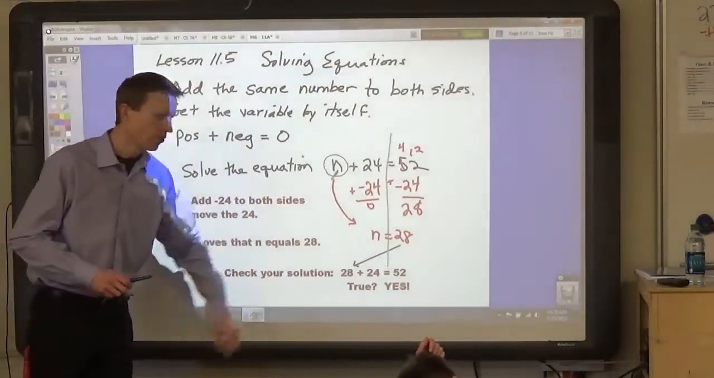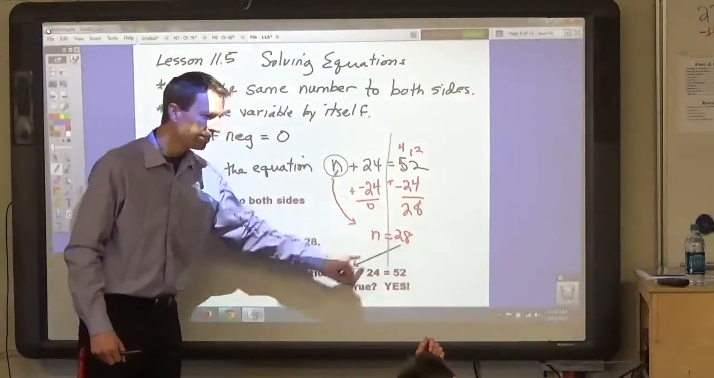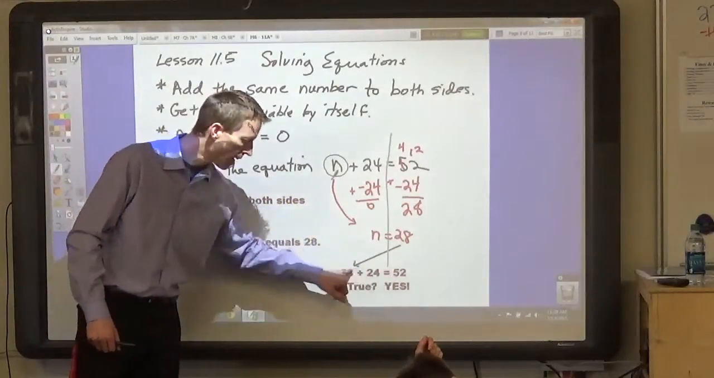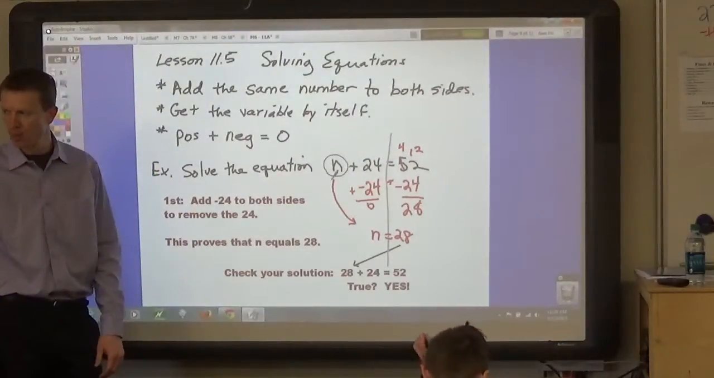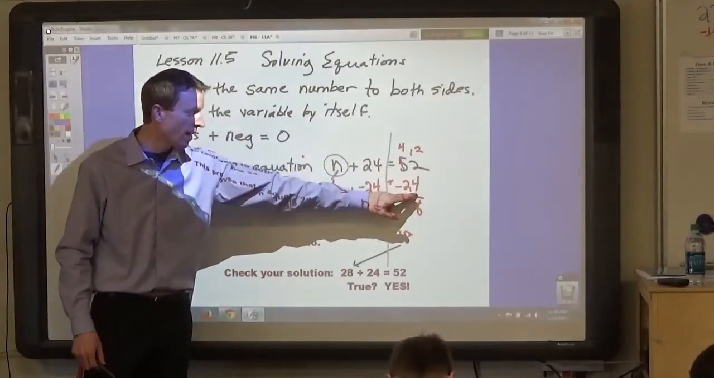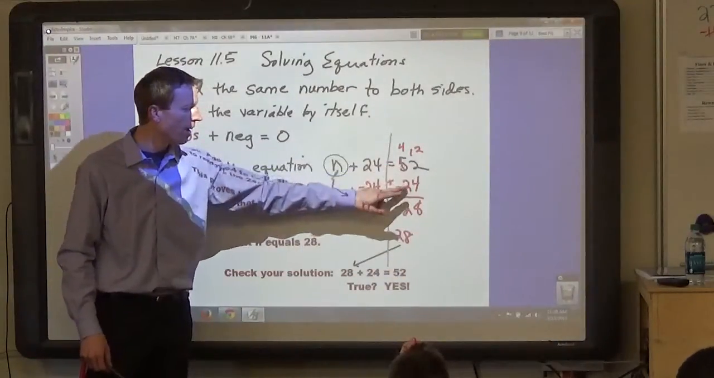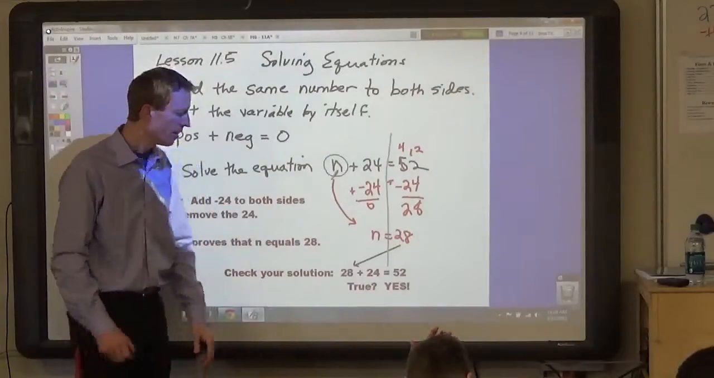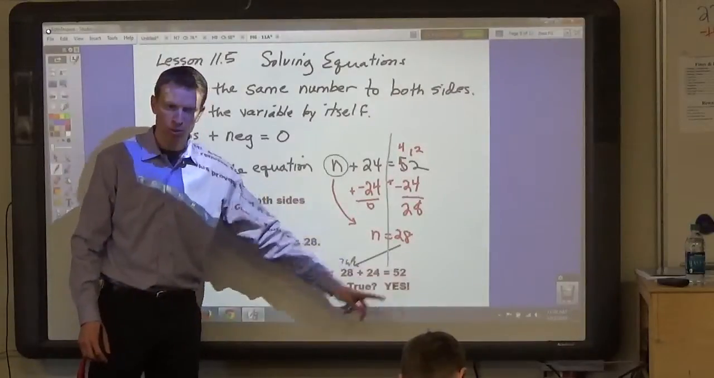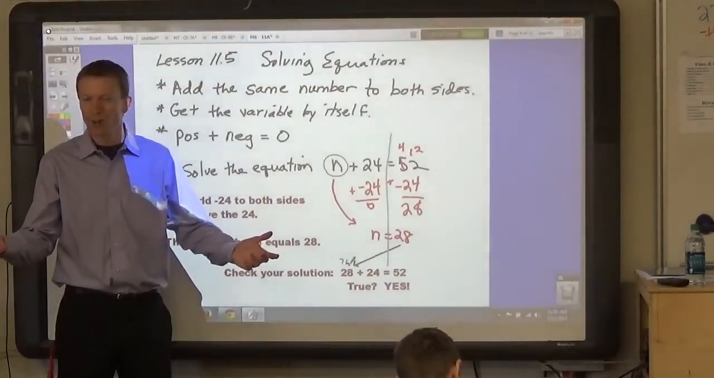Here's how we check the solution. You check a solution by replacing the variable with the solution that you found and making sure that both sides are equal. Okay? Let's say that you did add these, and you did 2 plus 4 is 6, and 5 plus 2 is 7, and you put that number there, 76. Is 76 plus 24 equal to 52? No. You know right away you did something wrong.